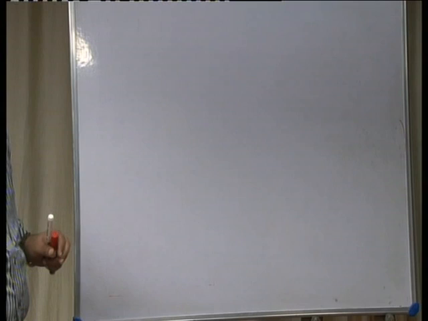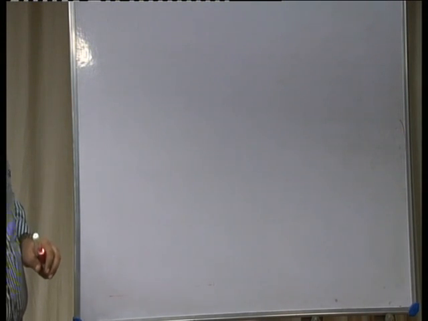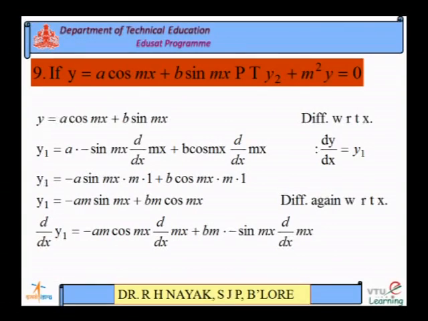You take another example, y is equal to a cos mx plus b sin mx. If y is equal to a cos mx plus b sin mx, show that y2 plus m square y is equal to 0. We have to prove that y2 plus m square y is equal to 0.